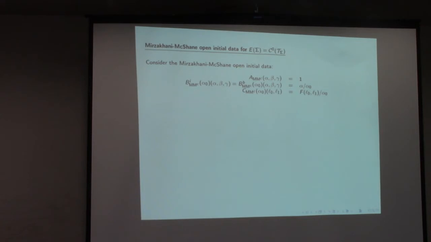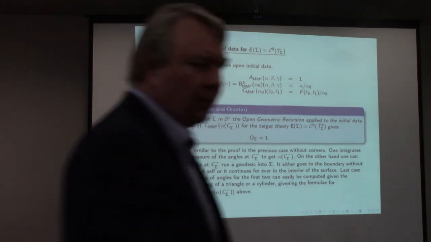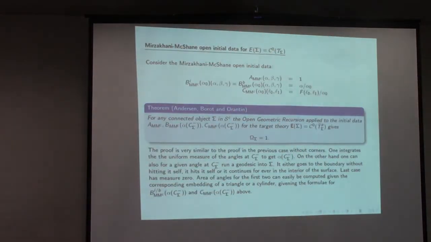Okay. So the theorem says the following, and I just formulated it for connected surfaces. So if you take a connected surface with corners, and you run the open geometric recursion applied to this initial data, where at the specific in corner you have, for alpha 0, you take the total angle at that in corner. So let's try to draw an example over here. So maybe you have something like this. Maybe this is the in corner.